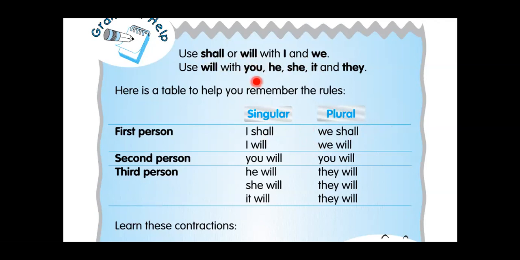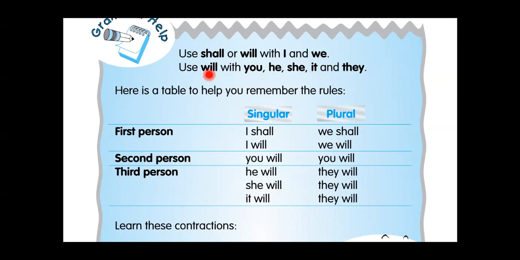But here, see exceptions: you, he, she, it, and they. For all these pronouns, we are going to use only will. Shall we will not use. We will use you will, he will, she will, it will, they will. So pay attention. With I or we we can use both of them. But with you, he, she, it, and they, we use only the helping verb will.